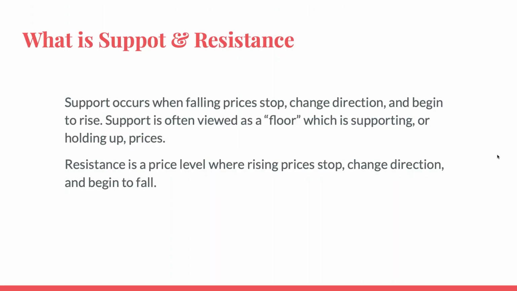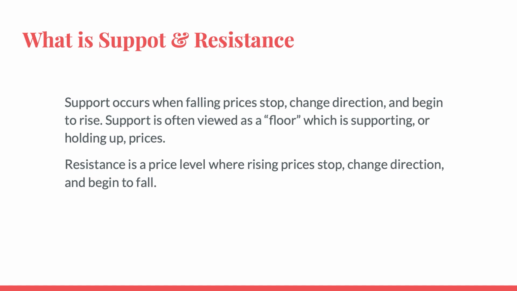What is support and resistance? Support occurs when falling price stops, changes direction and begins to rise. Support is often viewed as a floor which is supporting or holding up the price. So it means that the support level, where the market is supposed to go to the upside, is where you're going to find more of your buying opportunities. If you're looking for buying opportunities, you have to look for them at the support level, because you know that when the market is at your support level, there's a high chance that the market will go to the upside.